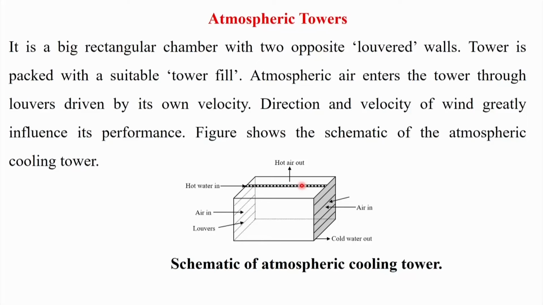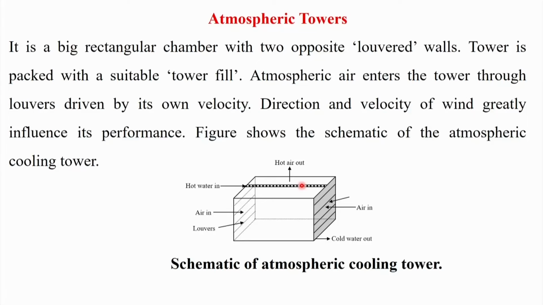The tower is packed with tower fill, then atmospheric air enters the tower through the louvers, driven by its own velocity. Here no fan or anything is used to draw air through this cooling tower. The direction and the velocity of the wind greatly influence its performance. So, this figure shows the schematic of the atmospheric cooling tower.